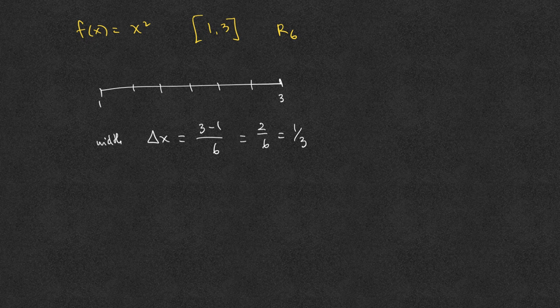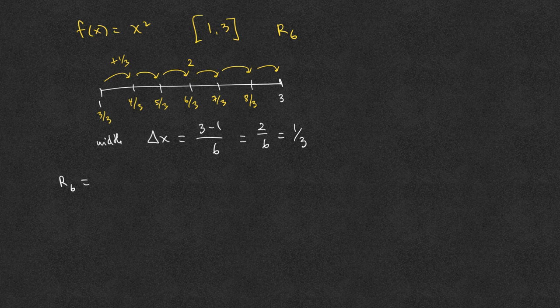The right endpoints are: we take 1, which is 3 over 3, and add 1/3 to it to get 4 over 3. Add another 1/3 to get 5 over 3. Another 1/3 to get 6 over 3, which is 2. Another 1/3 to get 7 over 3. Another 1/3 to get 8 over 3. And lastly, 9 over 3 is 3. Having these right endpoints, we can now approximate R sub 6.